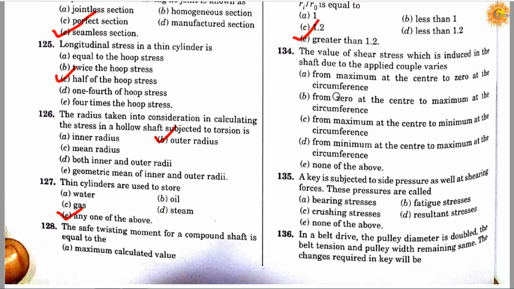Question number 134. The value of shear stress which is induced in the shaft due to the applied couple varies: option A from maximum at the center to 0 at the circumference, option B from 0 at the center to maximum at the circumference, option C from maximum at the center to minimum at the circumference, option D from minimum at the center to maximum at the circumference, and option E none of the above. Correct answer is B, it's from 0 at the center to maximum at the circumference.